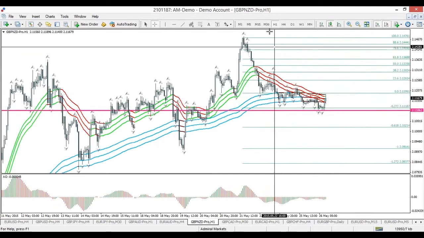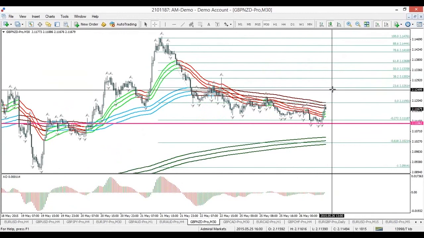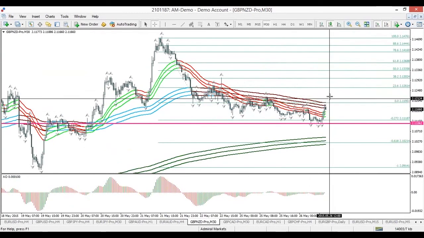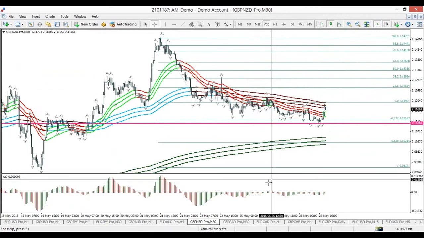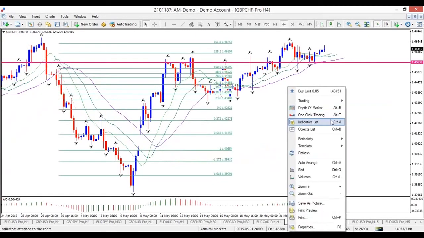Sorry, and we would need to break above to 1225, pull back and continue for upside. So pound yen, pound AUD look better for upside. Of course, there is a news event in just a second, so be careful of that.